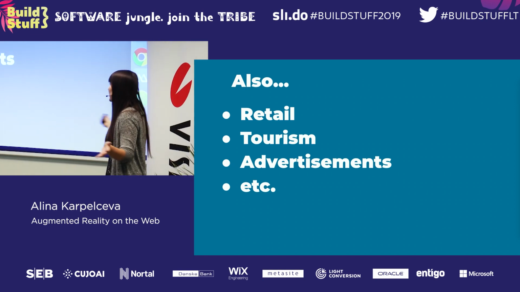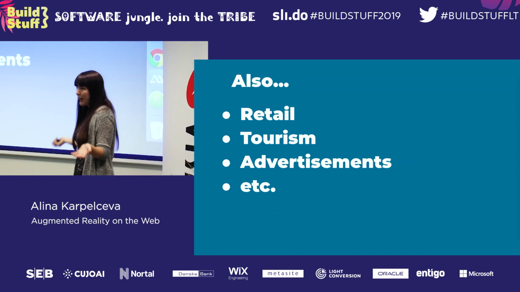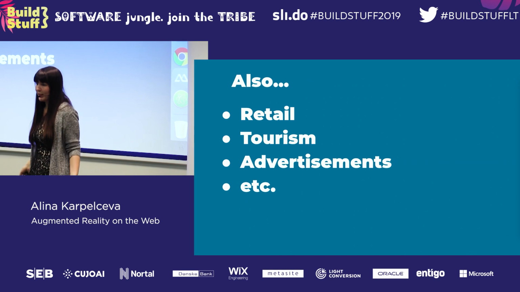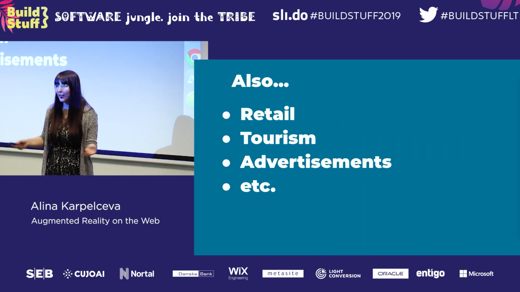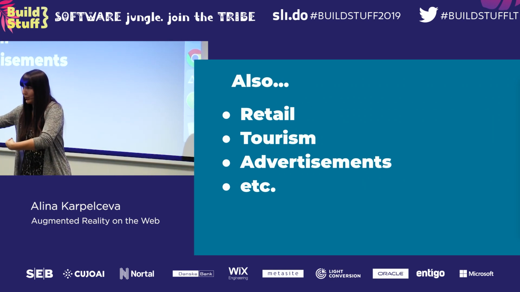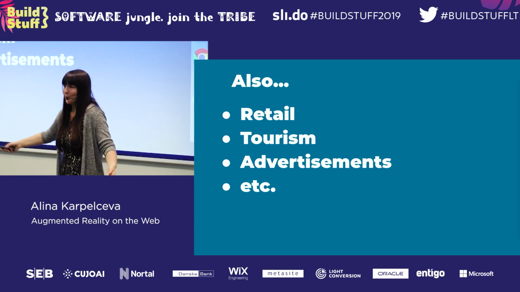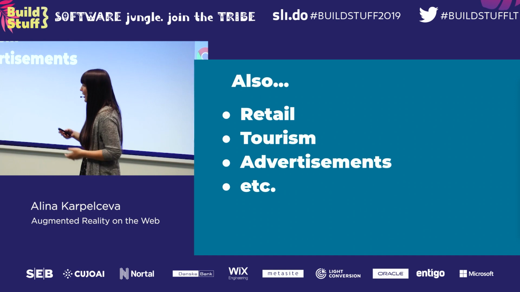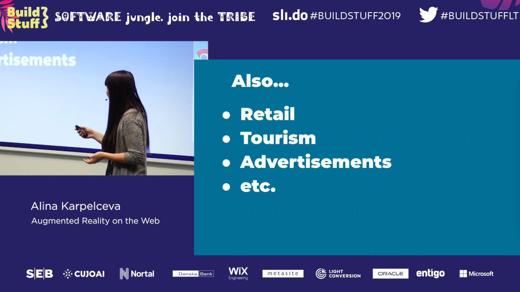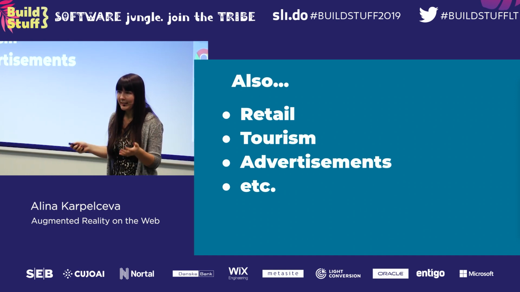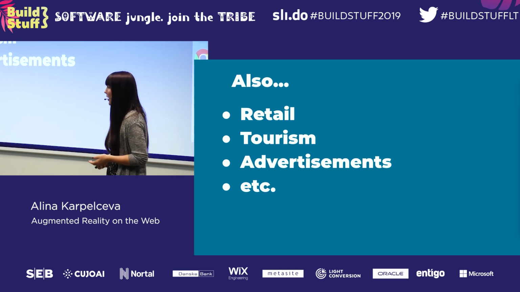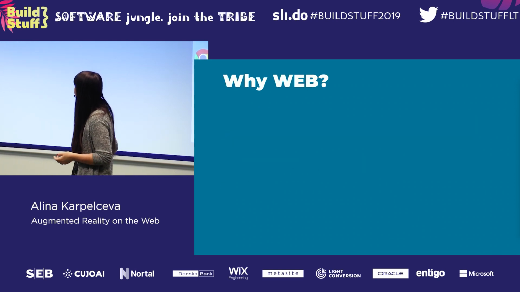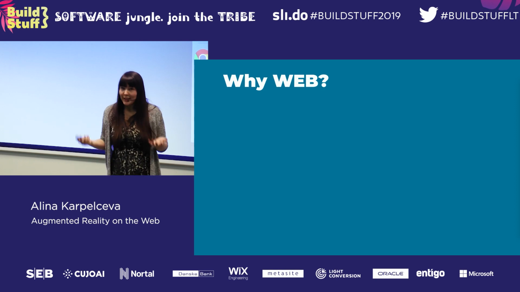Other examples are tourism, advertisements, and retail, because when you're shopping, imagine taking a bike and putting it in your garage. It would be quite comfortable to not drag it home and find out it will not fit there, or checking how a vase looks on your shelf, right? Because AR is great for the sense of scale relative to the environment. And now, why the web?